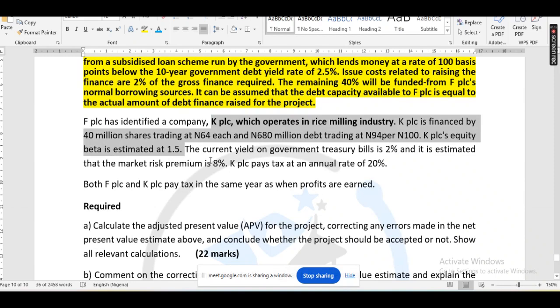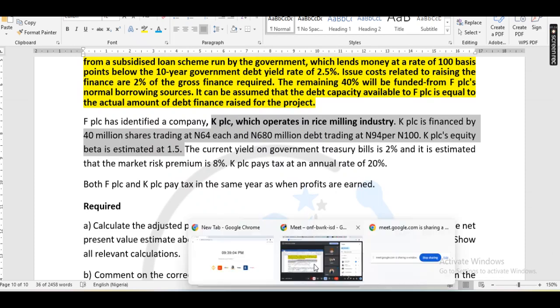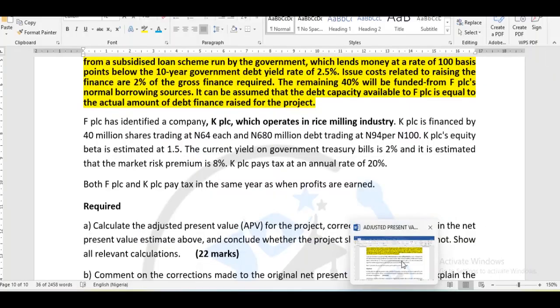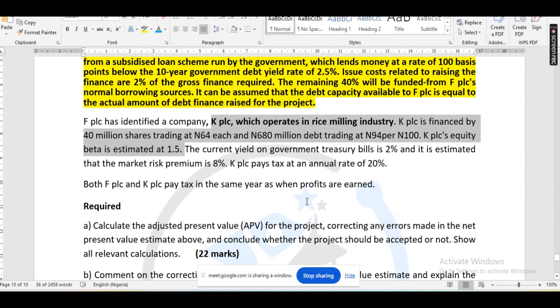Hello, class. Let's use the other method. Okay. Why do you say we should use the other method? Why? Because we have been learning it, the risk adjusted cost of capital. It's a continuation of what we have been learning. Yes. Okay, that's fine.